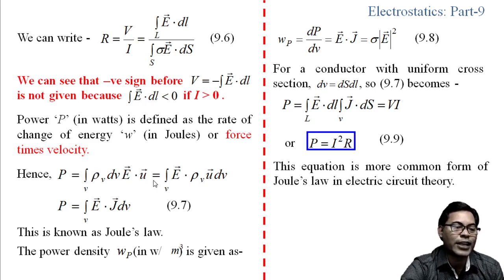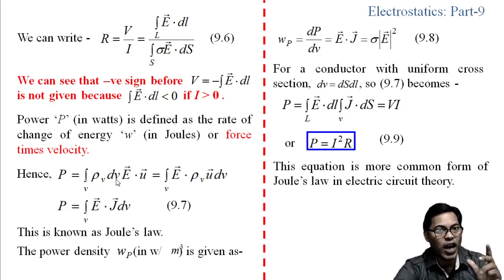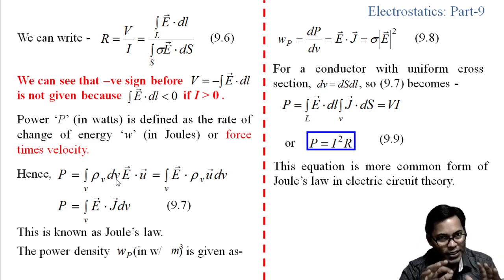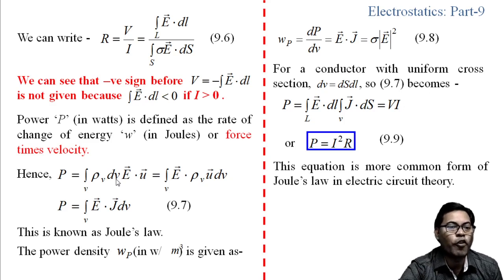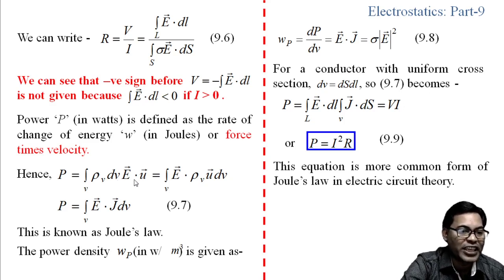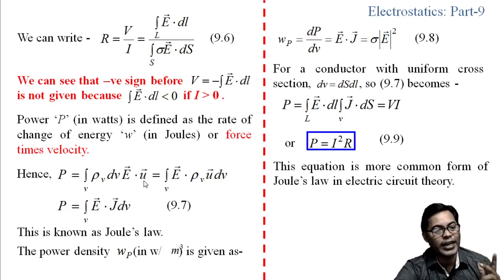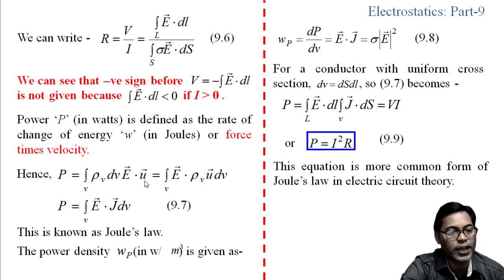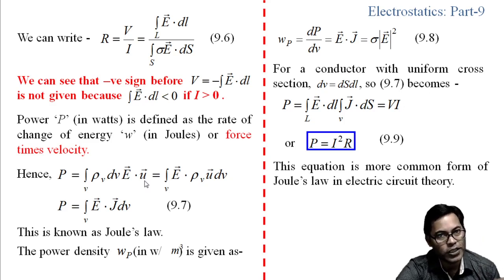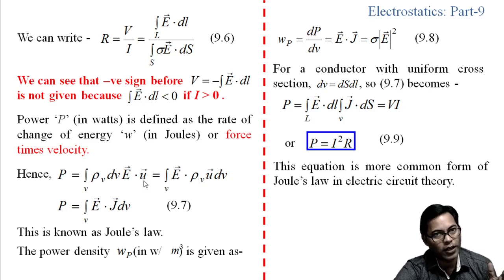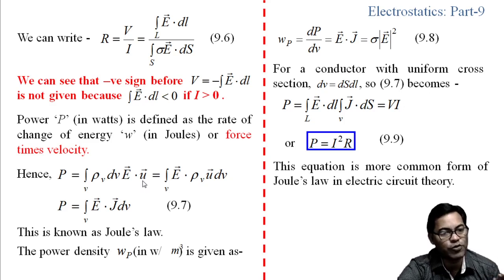Now how are we getting that? You see that the volume integral of rho v dv equals Q, the total charge enclosed by the volume. And we know that force F equals QE. So here QE, that means force, dot u, because it is a vector quantity, we are taking the dot product, because it may happen that the force and the velocity of the charge may not be in the same direction. That is why we have taken the dot.